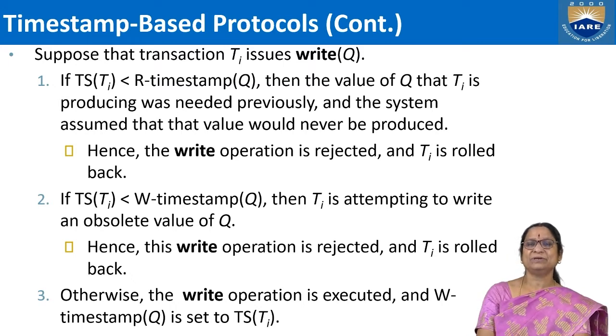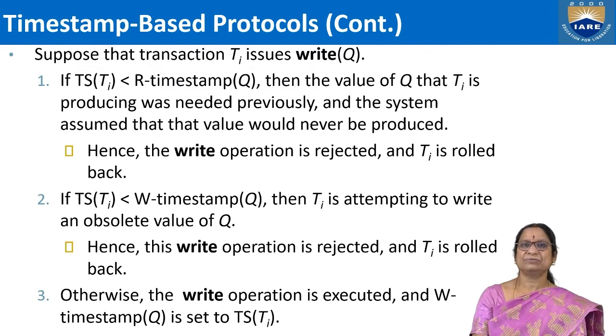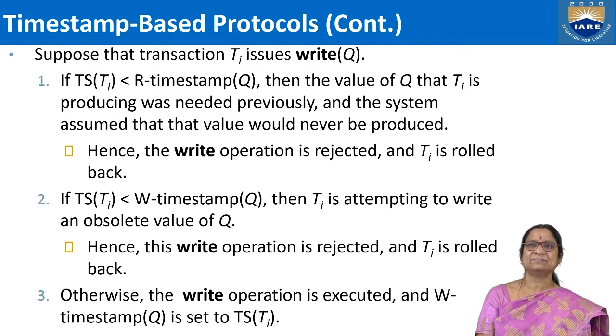So once we are going to update, then what happens? A conflict may occur, and because of that, inconsistency may arise actually. So if the TS of TI is less than the write timestamp of Q, then TI is attempting to write an obsolete value of Q. That means the timestamp of the current transaction is less than the write timestamp of Q, which was updated by earlier transactions, and we are overwriting it, updating it again.